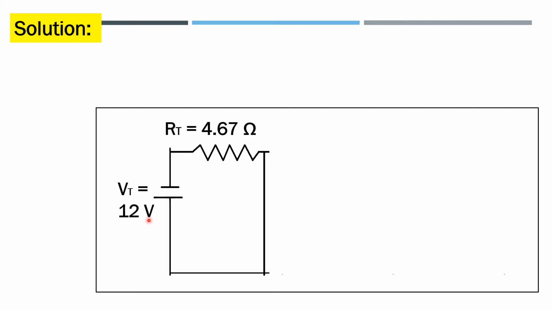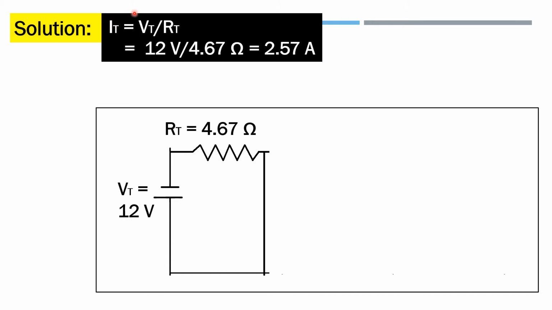Of course, since we're looking for the total current in the circuit, we can now just use Ohm's law to determine the total current. That is, simply divide the total voltage by the total resistance. That is 12 volts divided by 4.67 ohms, and that will give us 2.57 amperes. This is the total current generated by the voltage supply of 12 volts.